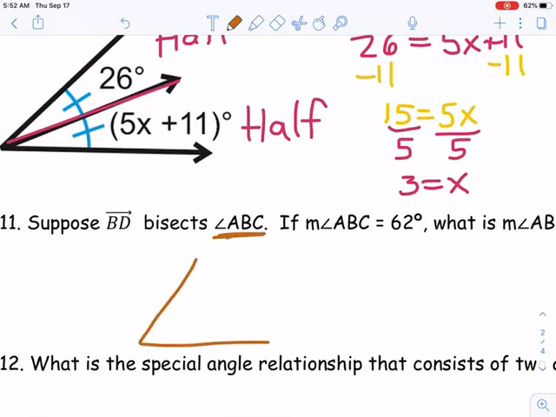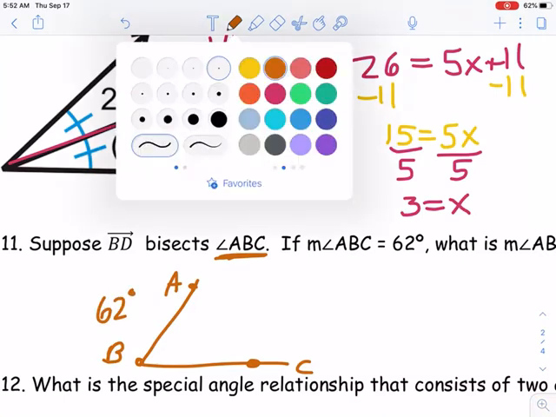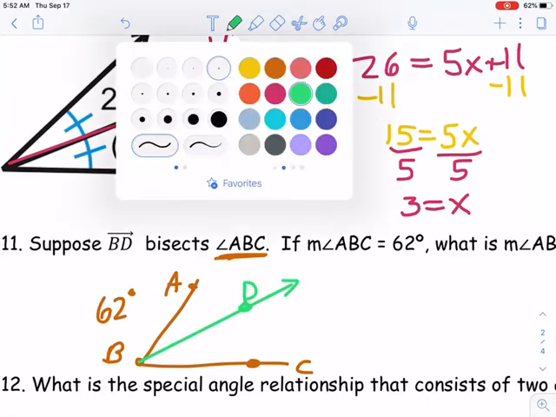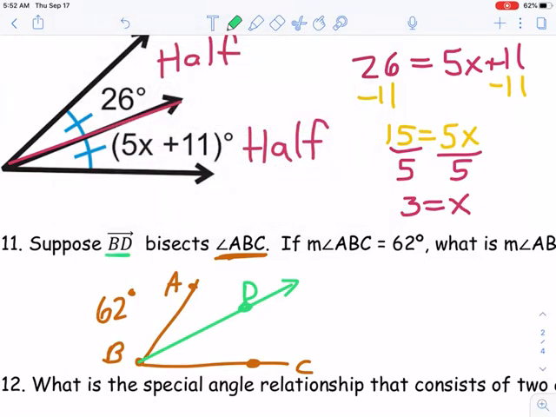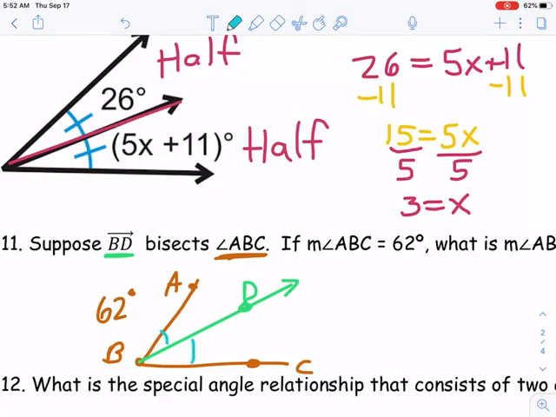Have some angle A, B, C. And this is 62 degrees. So I'm going to put it over there. Now it's telling me BD bisects it. So that's just going to be some interior ray that's cutting it in half. So I'm going to put arc, arc.